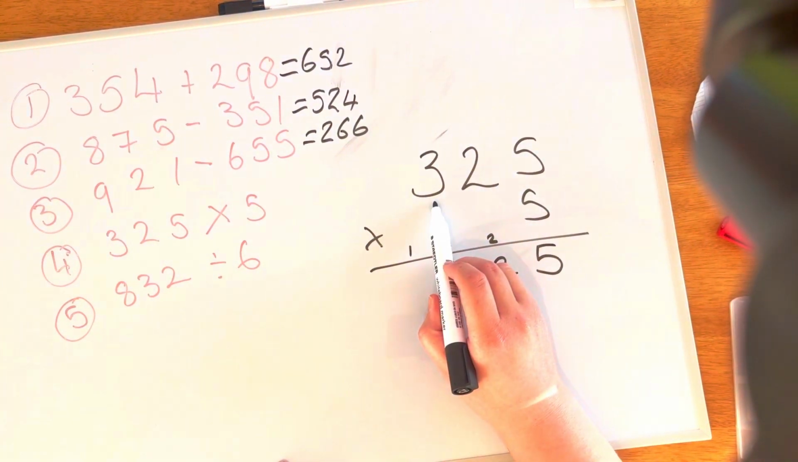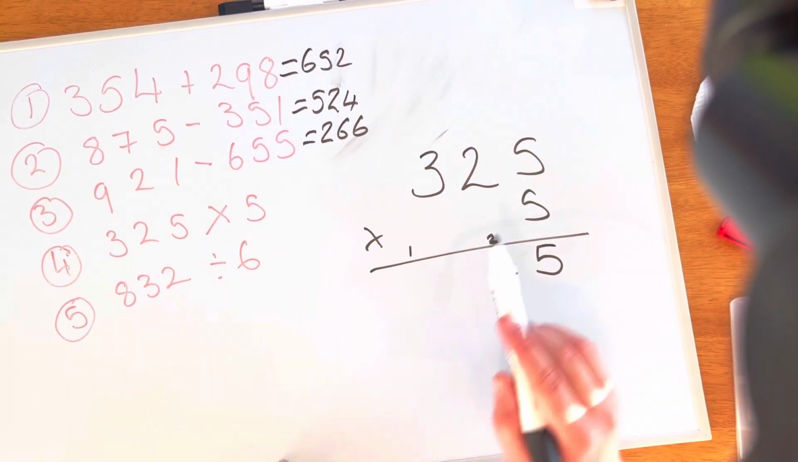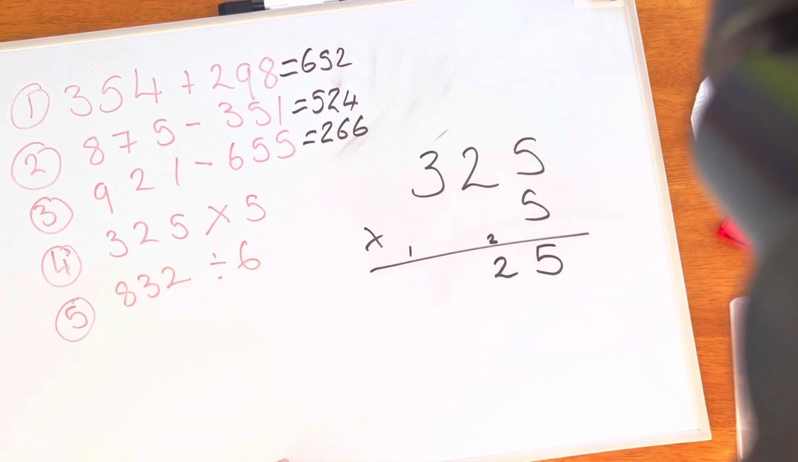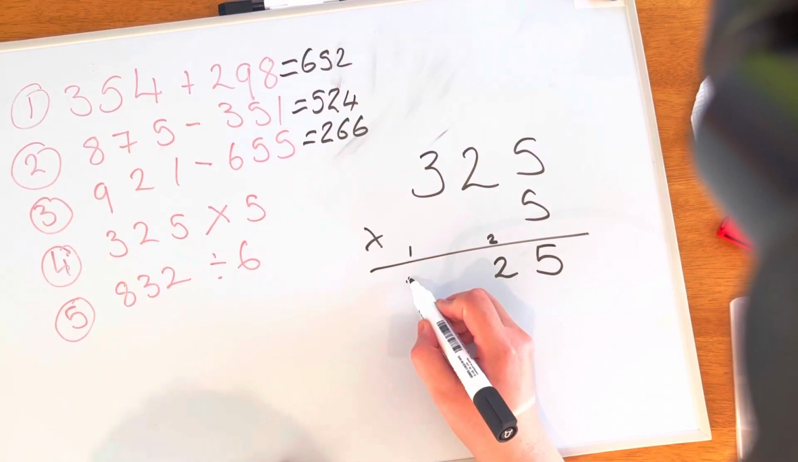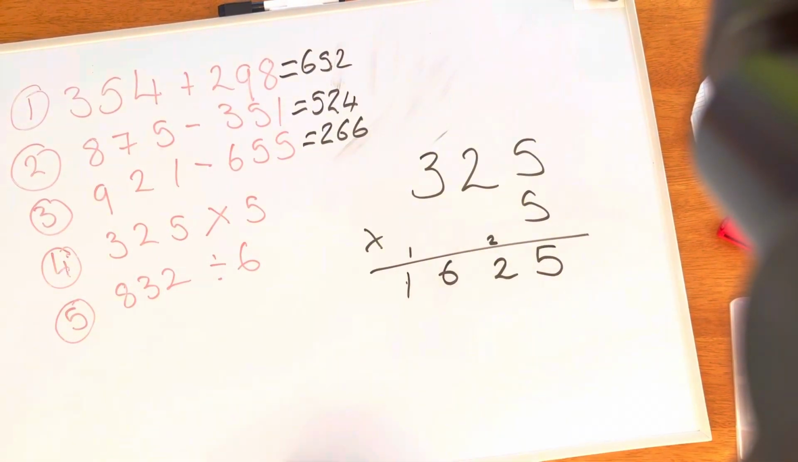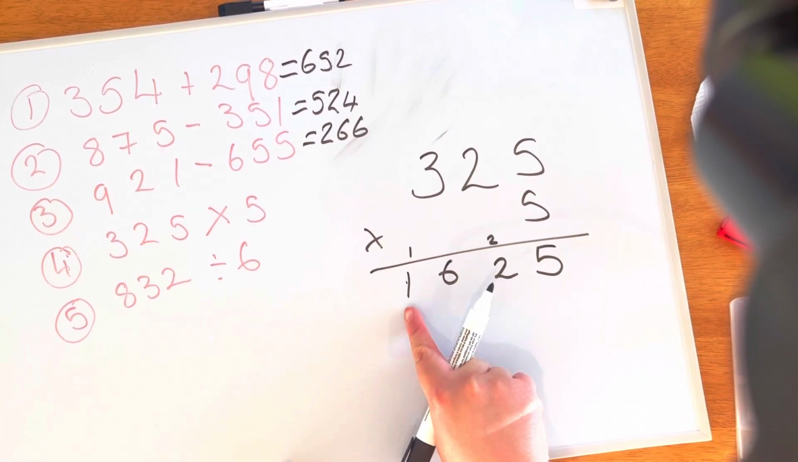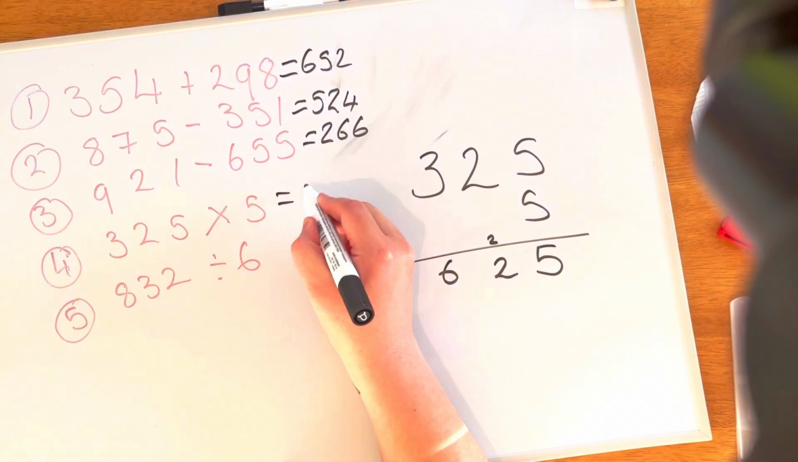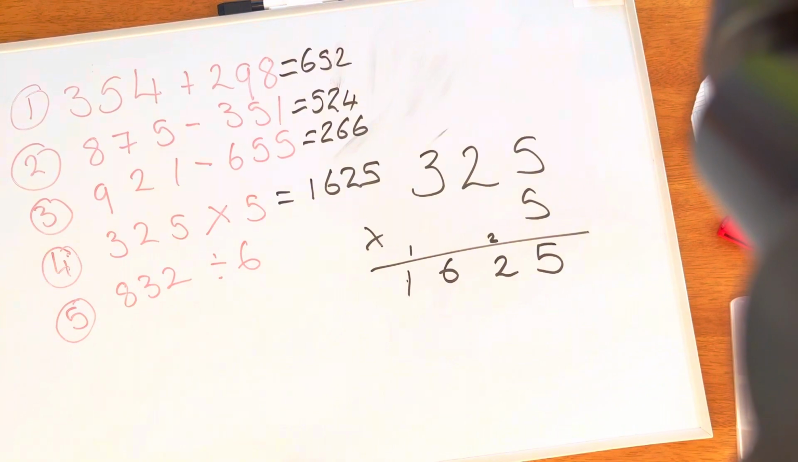5 times 300, okay? 5 times 300 is 1,500, and our next one is 1,600. So we put our numbers there. So our answer is 1,625. Okay?